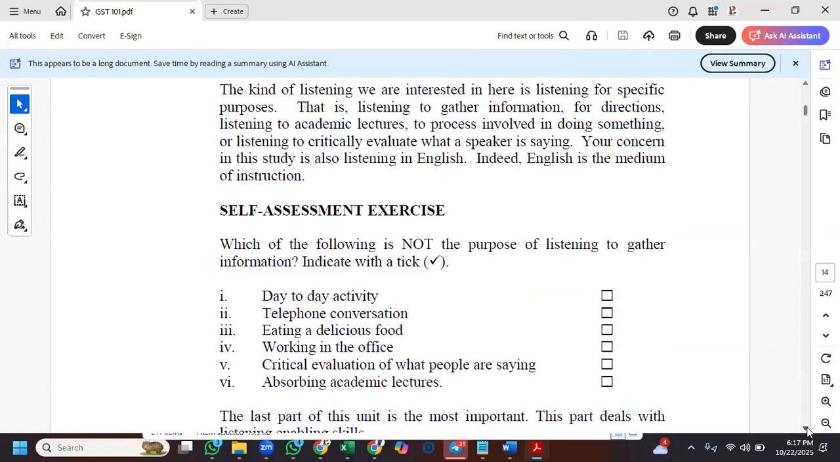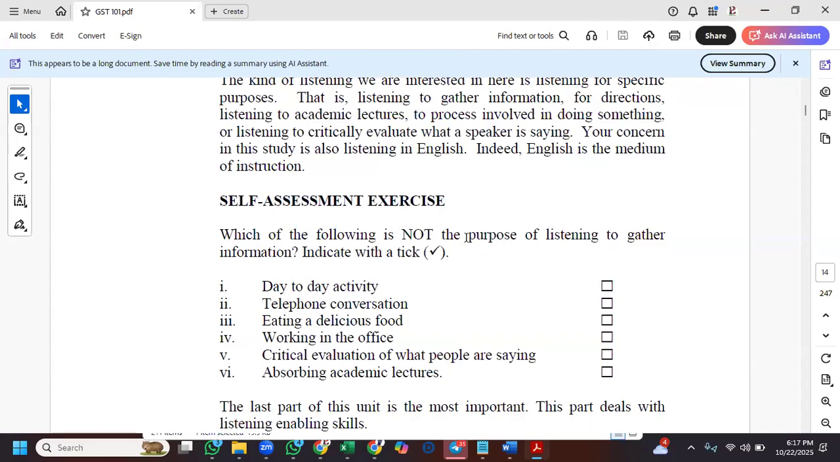So let's quickly do a short quiz in the class here. Which of the following is not the purpose of listening to gather information? Okay, no. I think we've jumped something.